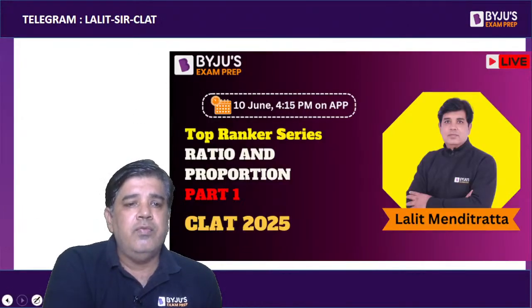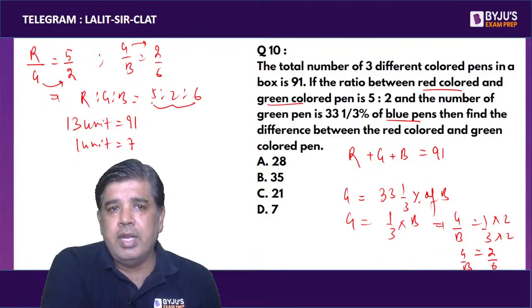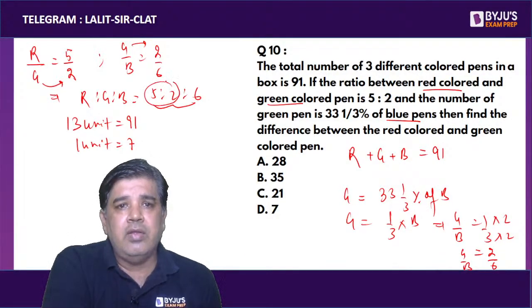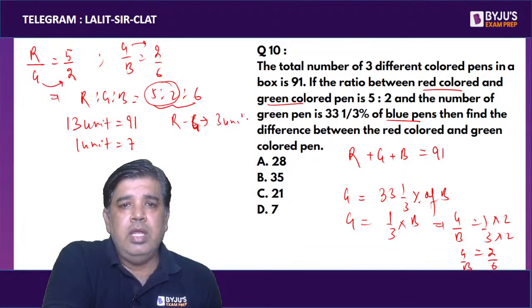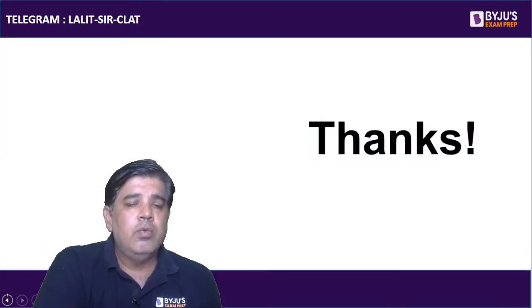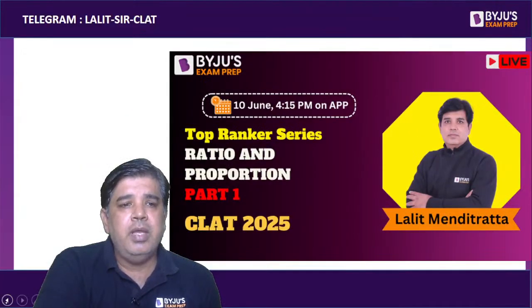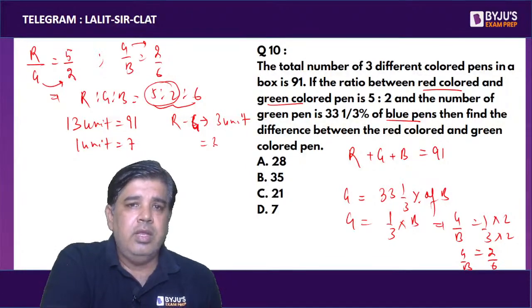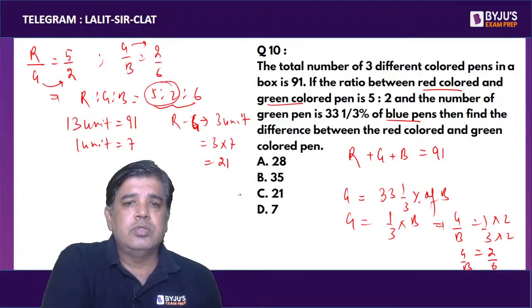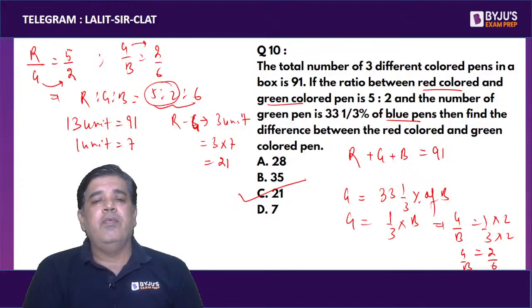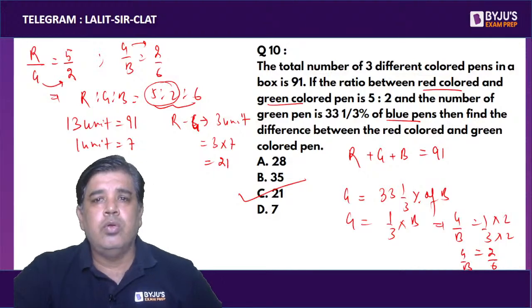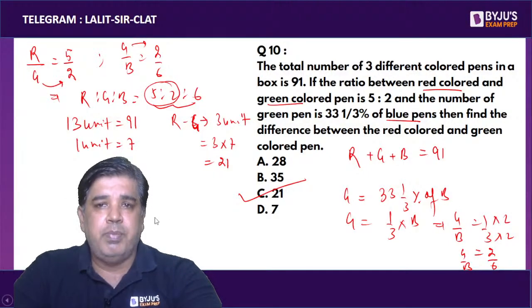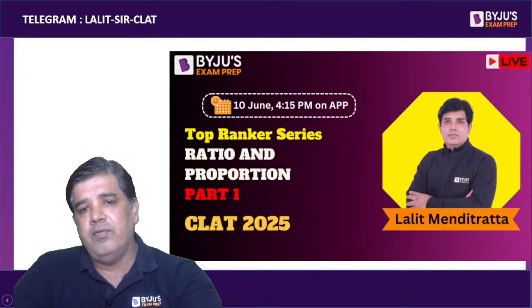How much is the difference between red and green? Red and green have a difference of 3 units. And how much is 1 unit? 1 unit is 7. So 3 units will be 21. Right? So there are 21 pens of difference between red and green color pens. Right? So again a good question where we have percentages, comparison, ratio, sum, difference, everything.